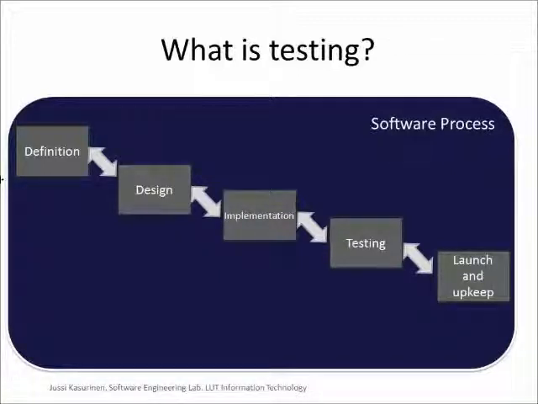So we start with the collection of requirements. We make software architecture design. When we have a design at a level where it can be implemented, or we are certain that this will work, we start the implementation, do testing work, and then launch and upkeep.